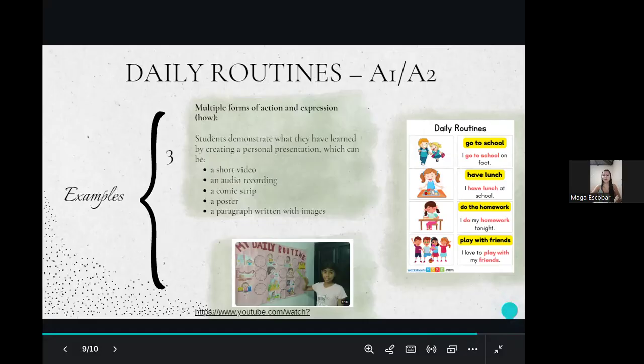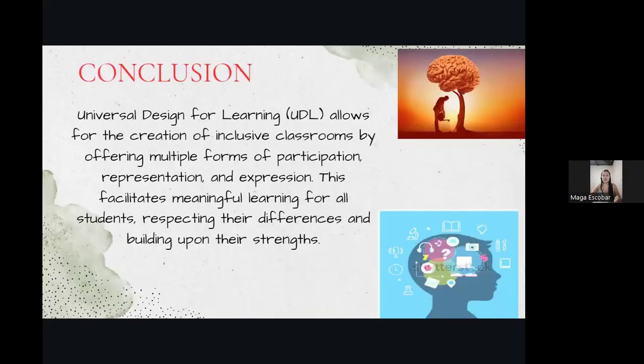Conclusion. In conclusion, universal design for learning is a framework that truly improves the teaching and learning process because it recognizes that every student is different. By using multiple means of engagement, teachers help students stay motivated and connected to learning. Through multiple means of representation, information becomes clearer and more accessible for everyone, regardless of their learning preference.